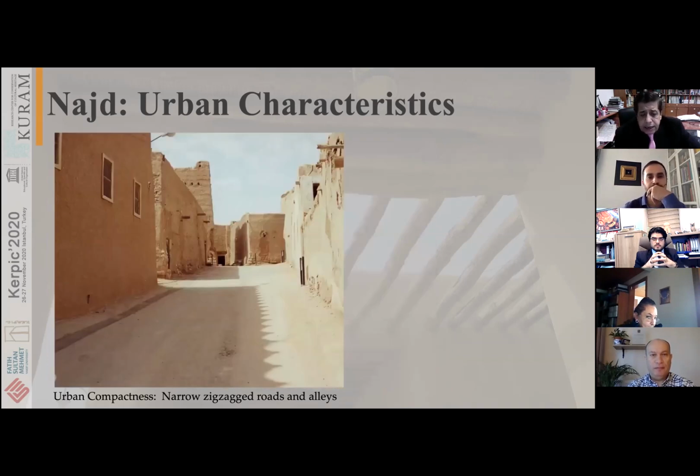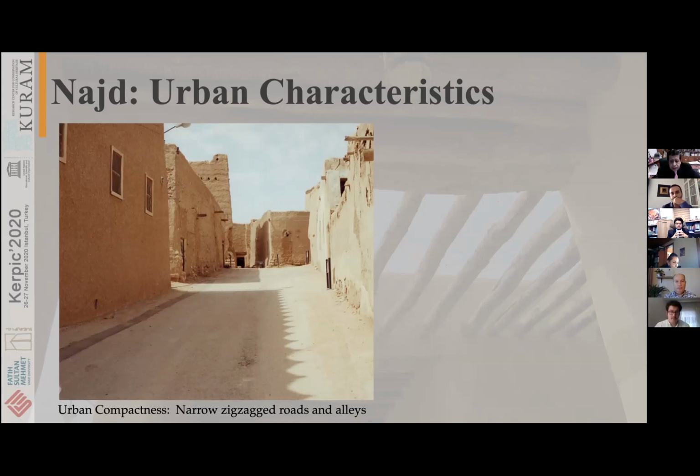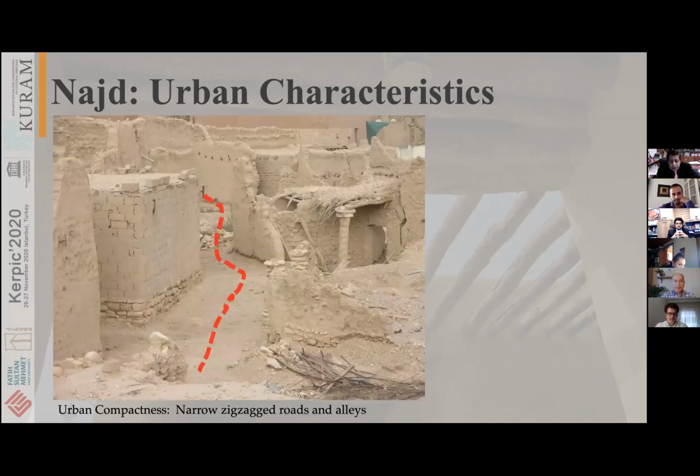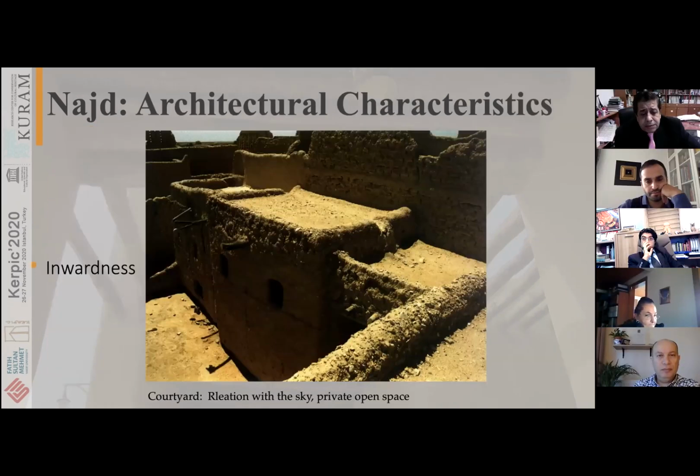This is Daraya in the past. Now Daraya has changed a little bit, but it is still holding its urban heritage. Narrow zigzag roads and alleys are a feature of the urban compactness of Najdi settlements.